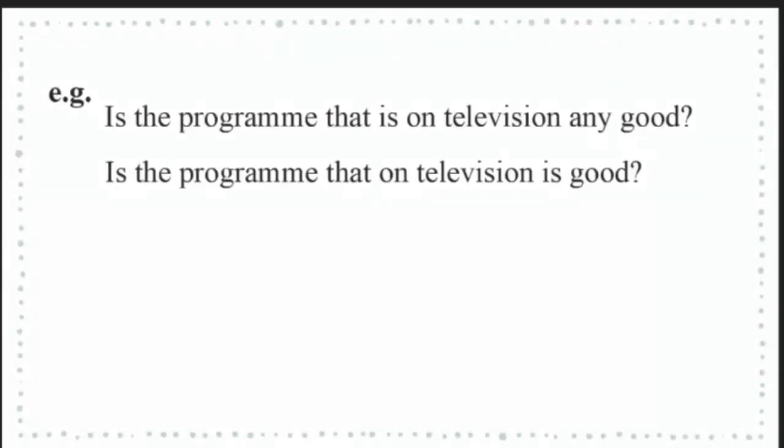We move on to the next example here. Is the program that is on television good? And is the program that on television is good? Two cases here. Of course, the first one is the correct form, but both examples here are acceptable. The first one we call grammatical, but the second one we call ungrammatical, which is marked with the asterisk.